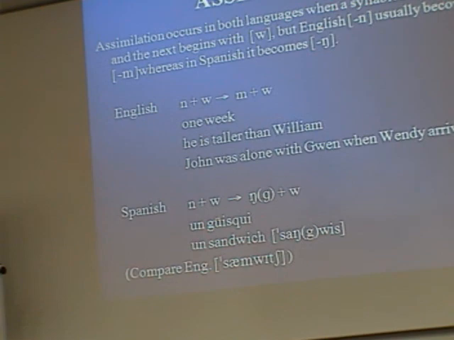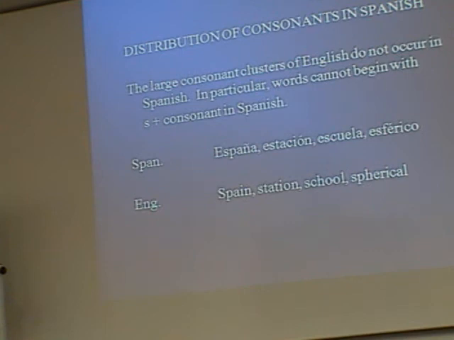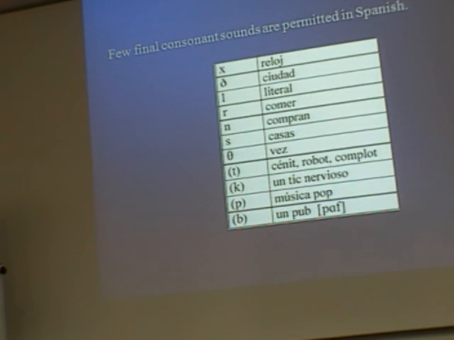Finally, let's have a very quick look at the distribution of consonants in Spanish. The large consonant clusters of English don't occur in Spanish. In particular, words can't begin with S followed by a consonant in Spanish. So whereas in Spanish we have España, estación, escuela, esférico, in English we have Spain, station, school, and spherical, beginning with S, not a little E sound put in before that.